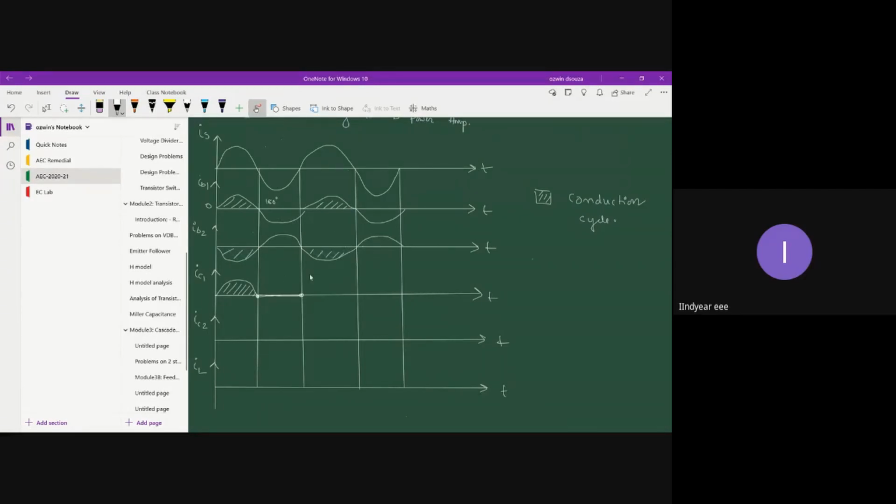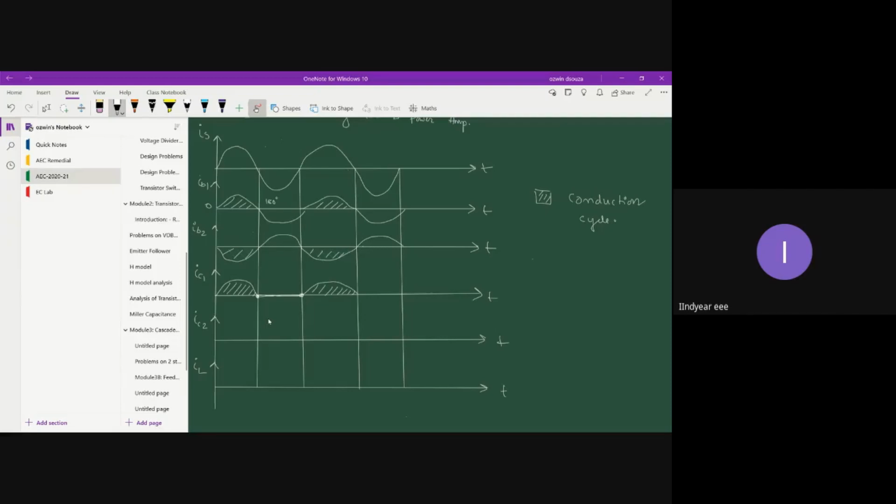The transistor Q1 again comes into picture for the next positive half cycle. So for the next positive half cycle, transistor Q1 again conducts, and hence there will be a flow of collector current IC1. So that's the wave nature of IC1. IC2, what happens to IC2?